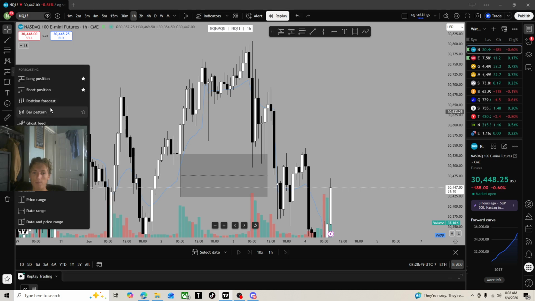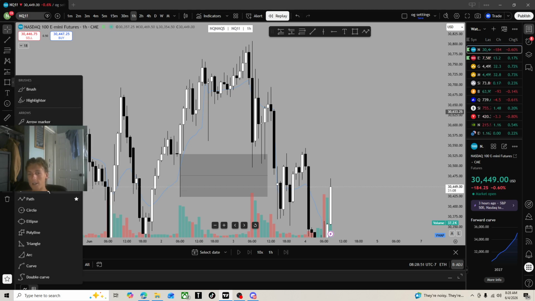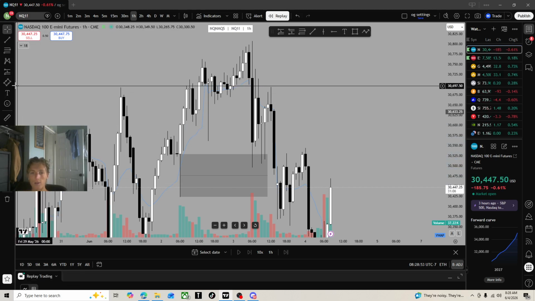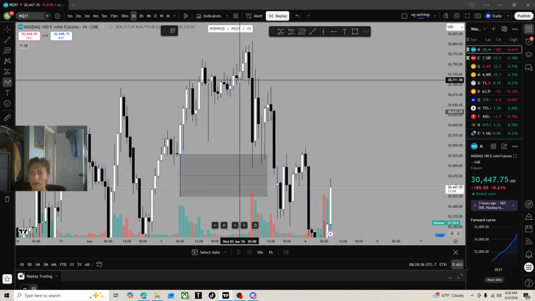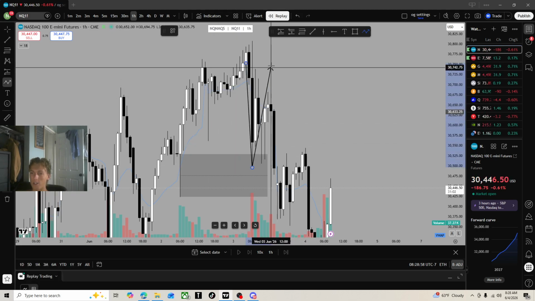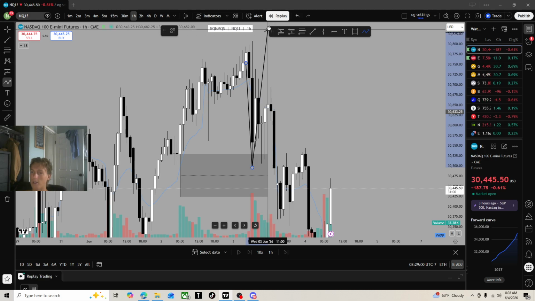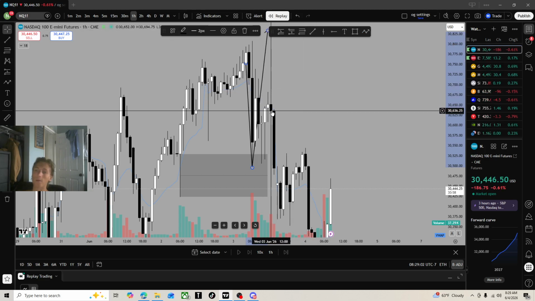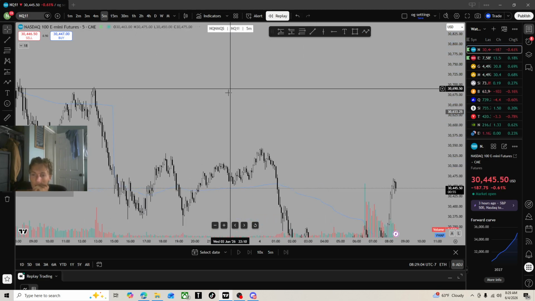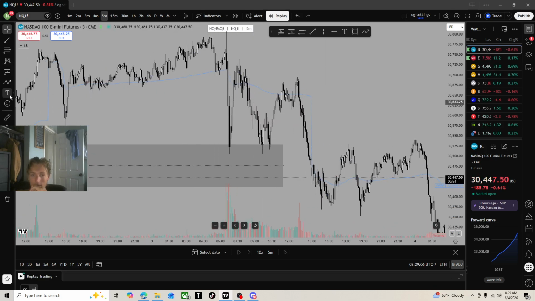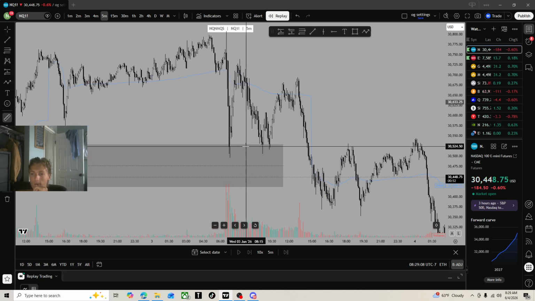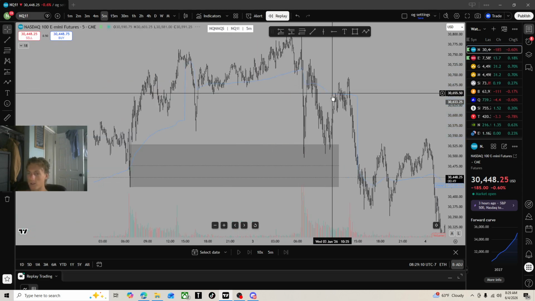Price trades to new highs. Price trades to new highs. We trade back down to the rejection block, and then we continue higher. In this case, we didn't continue higher, but you could have caught a good amount of points here, like off this low, 200 points.